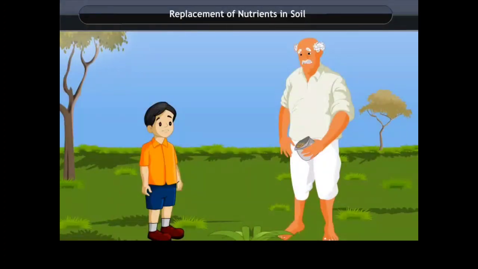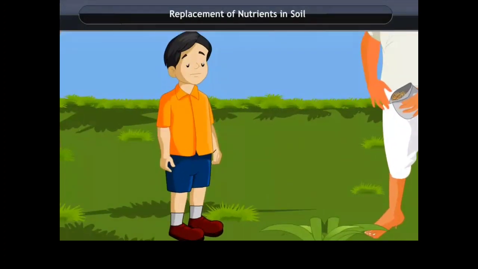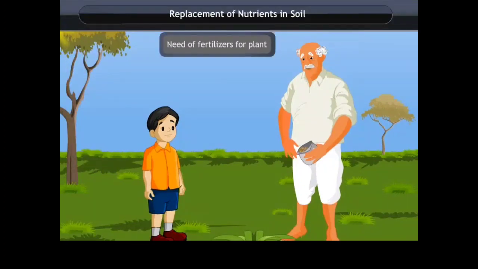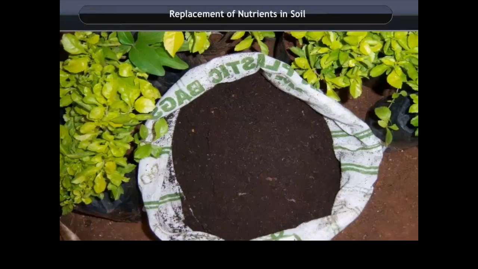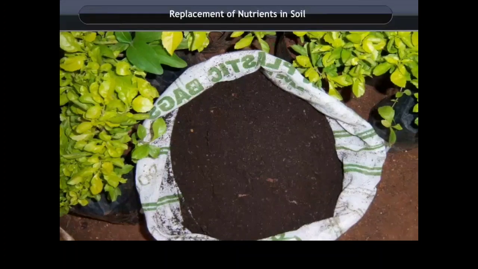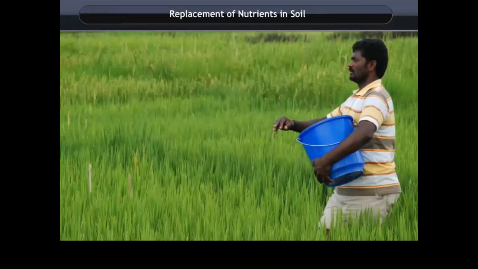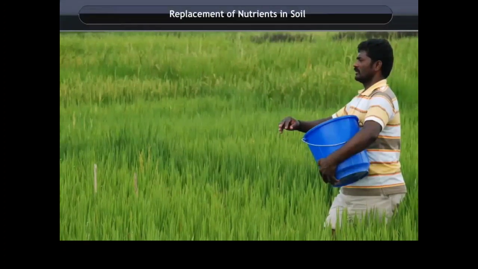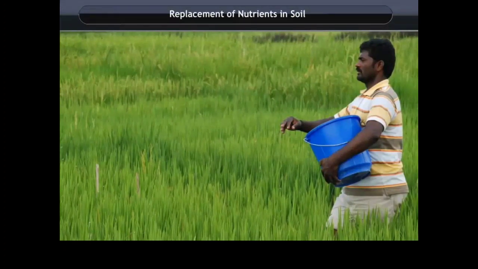Good evening, Grandpa. What are you doing? Good evening, dear. Here I am adding fertilizers to the soil. Grandpa, why do we need to add fertilizers? Let me explain it to you. Plants absorb mineral nutrients from the soil, and these minerals keep on declining in the soil. To prevent the plants from being deprived of these minerals, we add fertilizers to the soil. They are nothing but chemically synthesized minerals.